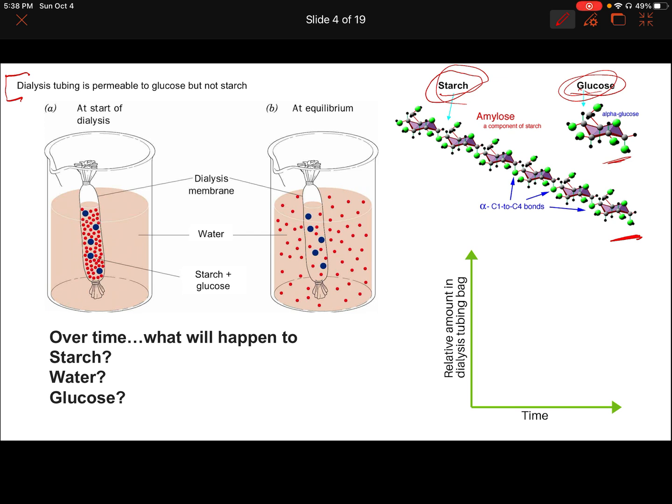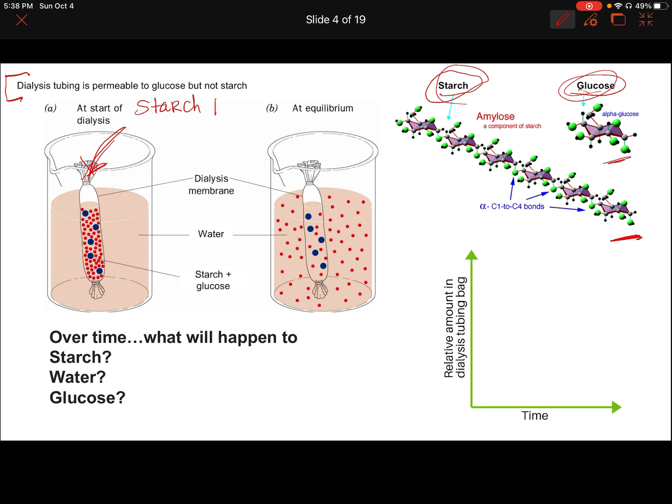So if you look at these beakers and what's going to happen, you have to think about two things. You have to think about the fact that glucose and water can get through the membrane, but starch isn't. And you also have to think about concentration gradients and how things are always tending to want to reach an equilibrium. So if you look at simple concentrations, say, in the dialysis tubing compared to out of the dialysis tubing, is starch high or low?